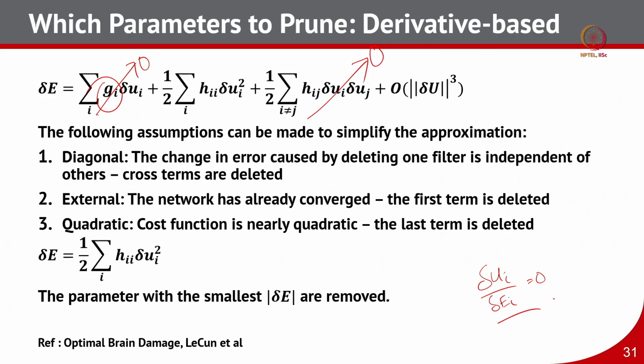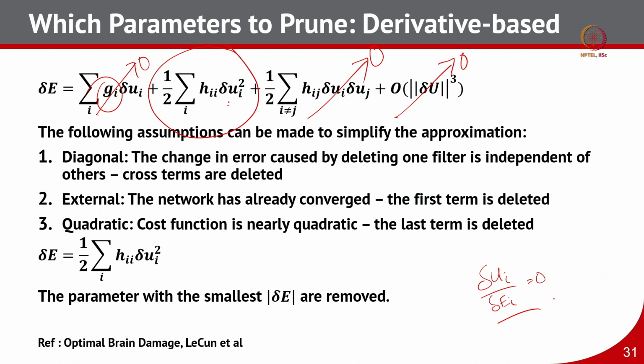Now with that, we can also say that the cost function is nearly quadratic. The last term can also be deleted. The last term is a higher order term, where the order is 3 or more, right. Now as you can see, we have only one expression left for delta E. The parameter which has the smallest delta E will be removed. So this particular term can be computed mathematically for all the neurons or for all the weights, right.